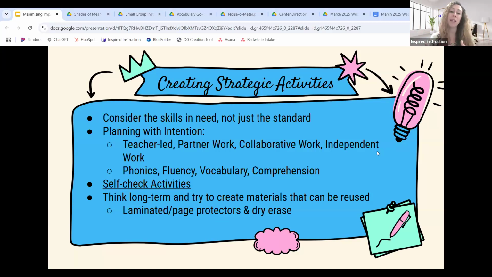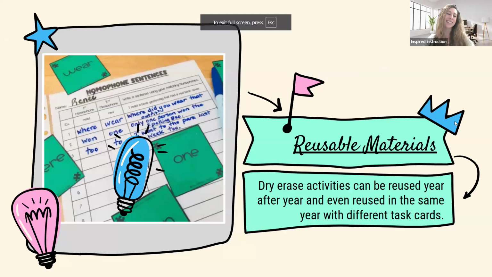Those types of templates can be great to use with task cards. And again, task cards can be reused year in and year out. Put those in a Ziploc bag and you have a center ready to go. So the more that you can try to forward think and plan, okay, how can I make a center that will be able to be used again and maybe even multiple times in the same year? If you just change out the cards and use the same template, you can reuse and recycle those types of things.